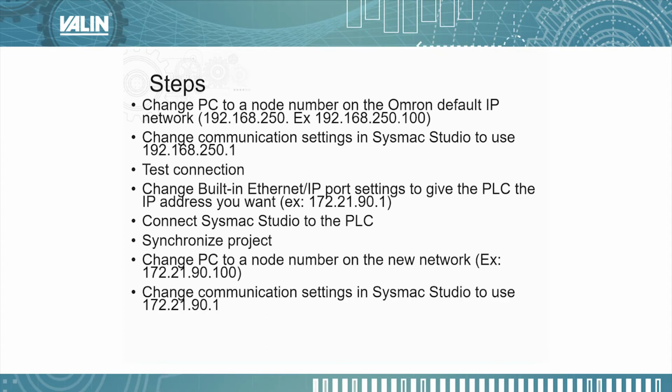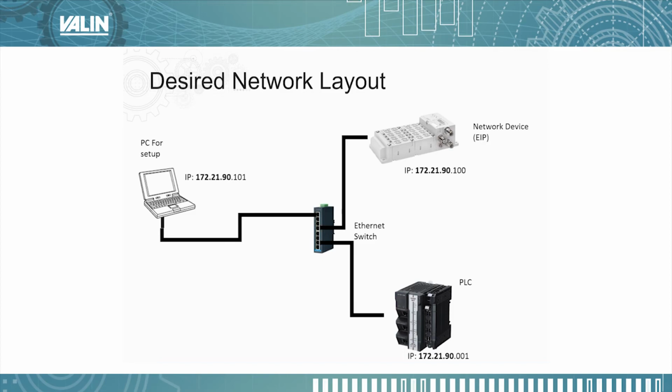Next, we'll change the communication settings in Sysmac Studio to use the same network, 172.21.90, and we'll use node number 1. You'll test the connection again in Sysmac Studio, and then you'll be done.